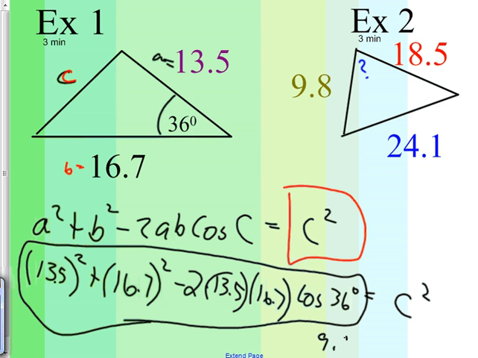Why do you take the square root at the end? Because you're trying to get the C alone. Okay. How many of you guys are done with the second problem? Only a couple, so I'm going to give you a minute. Try to finish up that example 2.